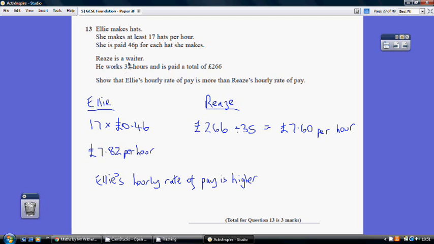Now Reese earns £266 for working 35 hours. So how much is his hourly rate of pay? How much does he make per hour? We have to do 266 divided by 35, which is £7.60 per hour. So Ellie has £7.82 per hour, Reese has £7.60, so we've shown that Ellie's hourly rate of pay is higher.